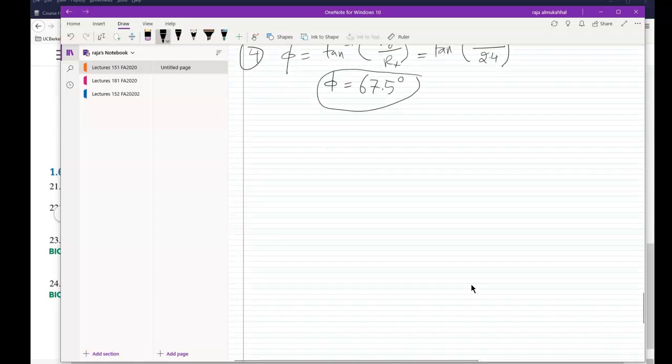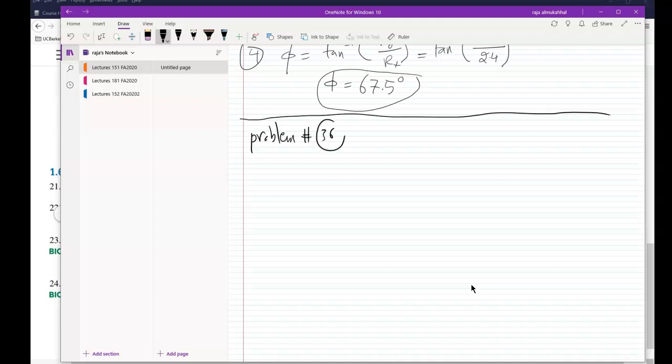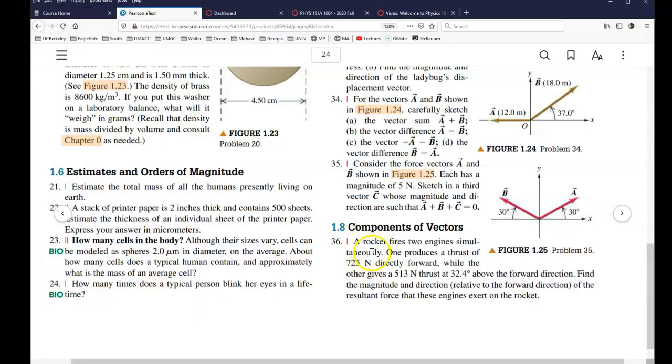I think I fixed the thickness of the pen already. Yes, I did. Okay, so let's read the first part of the problem. It says one produces a thrust of 725 directly forward. Well, what is forward? Who knows what forward is? It could be up, down, whatever. So I'm going to assume it's along the x-axis, okay? You're free to pick whichever direction you want. So along the x-axis means forward, while the other is the force at 32.4 degrees above the forward direction.